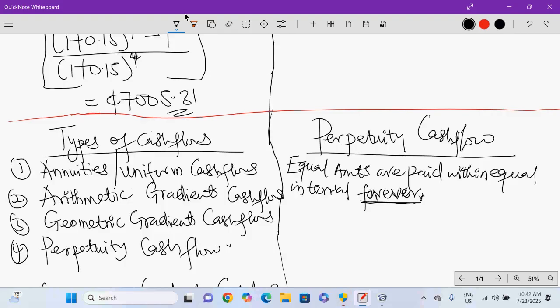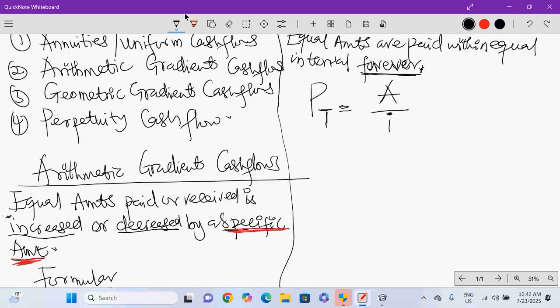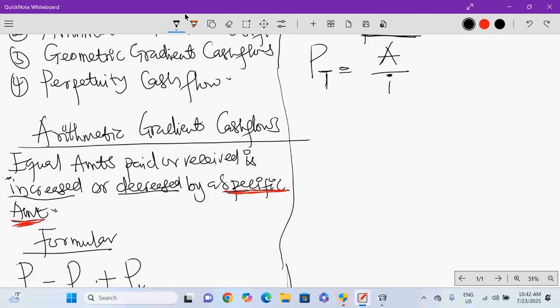That is the perpetuity. So what is the present value for the perpetuity? Present value for perpetuity is A over I. Present value for perpetuity is what? A over I. Present value of perpetuity is A over what? I. Okay, so now let's take some example.